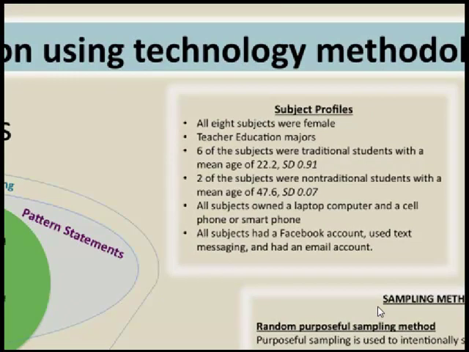8 names were drawn from the bag. In this random sampling procedure, 8 female teacher education majors in their junior year at North Dakota State University were chosen. 6 of the subjects were traditional students with a mean age of 22.2 years, and 2 of the subjects were non-traditional students with a mean age of 47.6 years. All of the subjects had a laptop computer, a cell phone, or a smartphone. All of the subjects had active accounts in Facebook, used text messaging, and had a university email account.